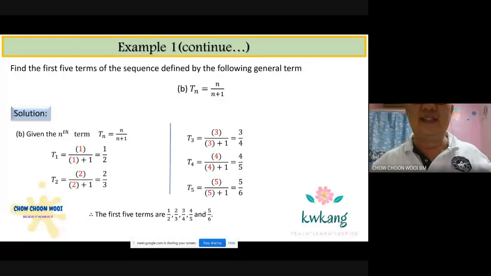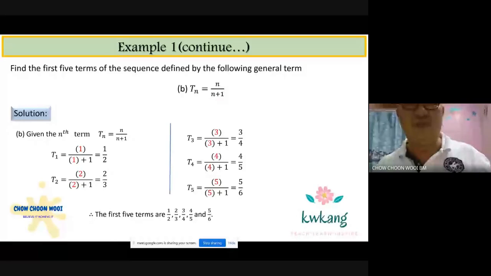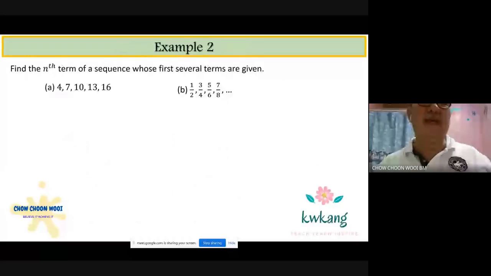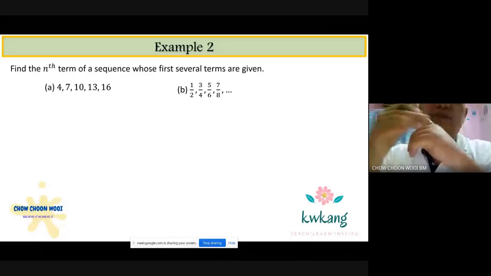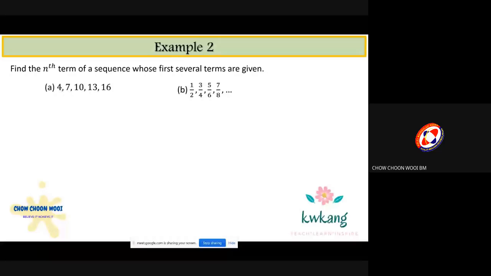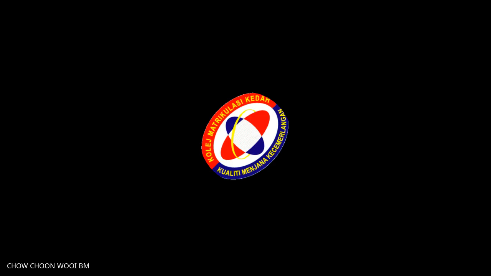So you need to rewrite all the terms here. The first 5 terms are 1/2, 2/3, 3/4, 4/5 and 5/6. So find the nth term of a sequence whose first several terms are given. Dia dah bagi 5 terms kan. Beberapa. Okay. So since T1 is equal to 4.